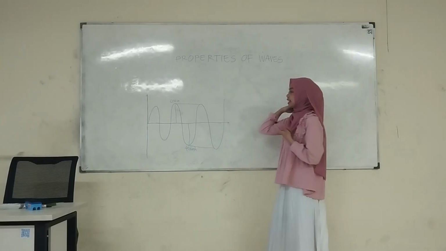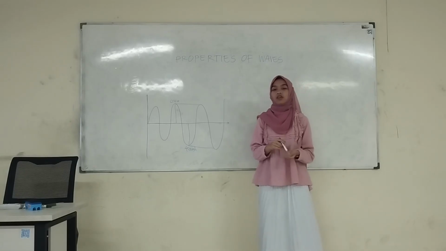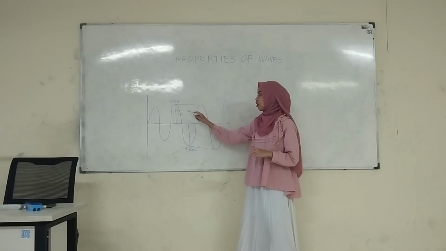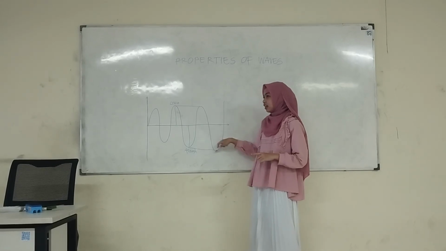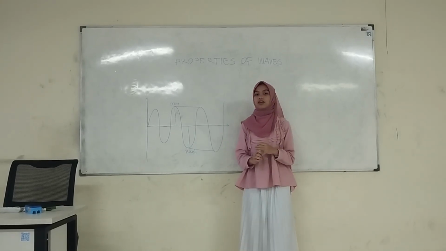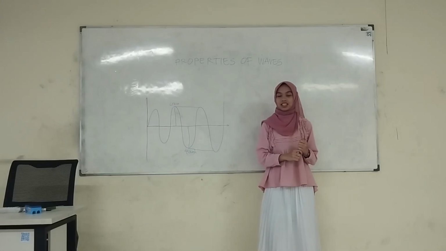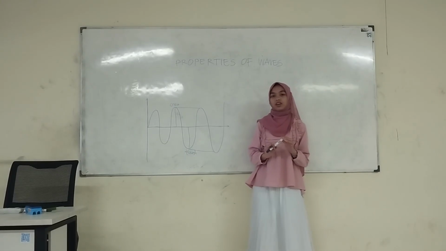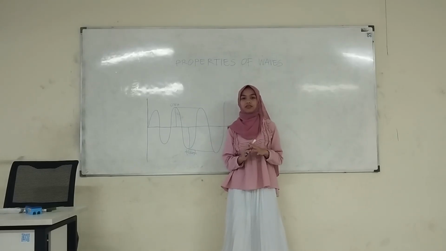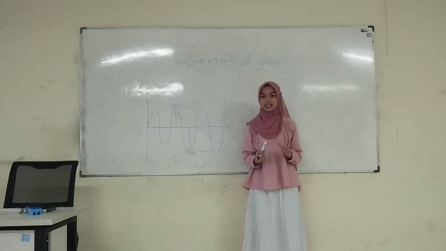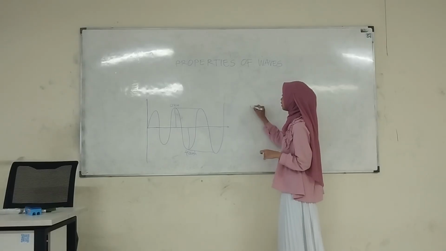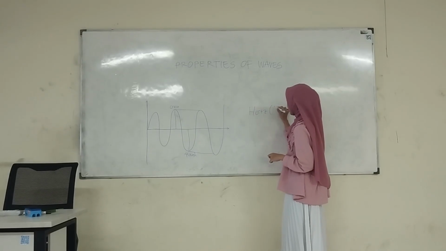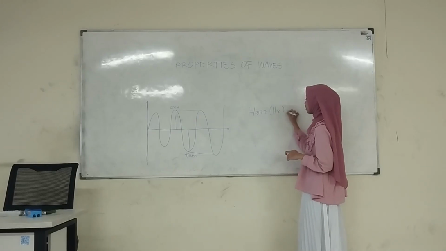And the second is wavelength. Wavelength is the distance between two consecutive crests or troughs. For sound, a shorter wavelength means a higher pitch. And the third is frequency. Frequency is the number of waves that pass a point in 1 second, measured in hertz or Hz.